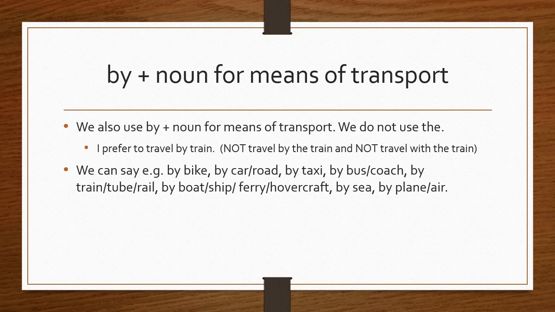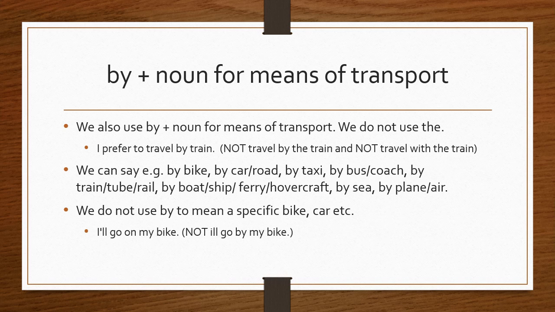So we can also say, I prefer to travel by bike, I prefer to travel by car or by road, I prefer to travel by taxi, by bus or by coach, by train, by tube or by rail, by boat, by ship, by ferry, by hovercraft, by sea, by plane, or by air.